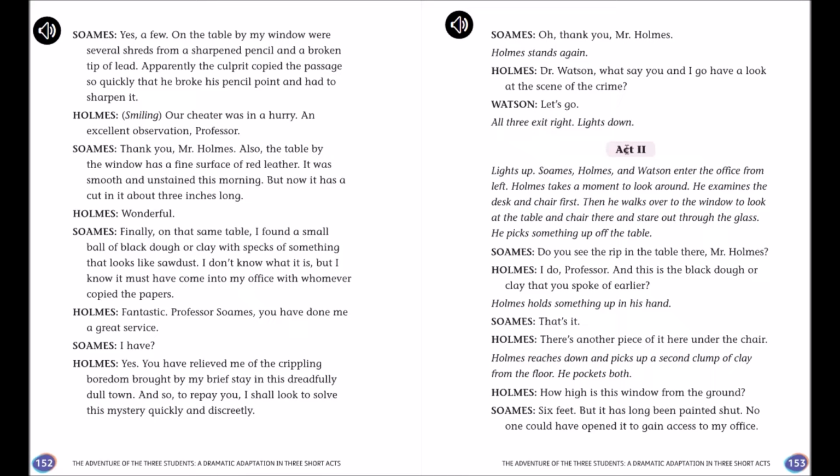Lights down. Act 2. Lights up. Soames, Holmes, and Watson enter the office from the left. Holmes takes a moment to look around.